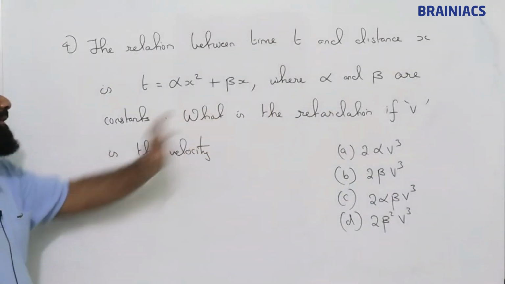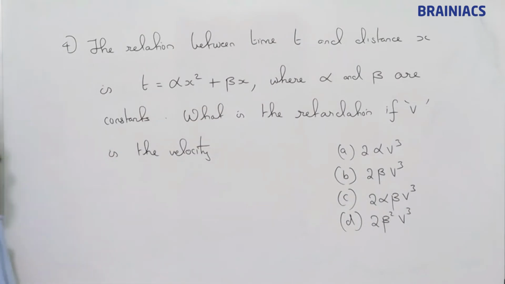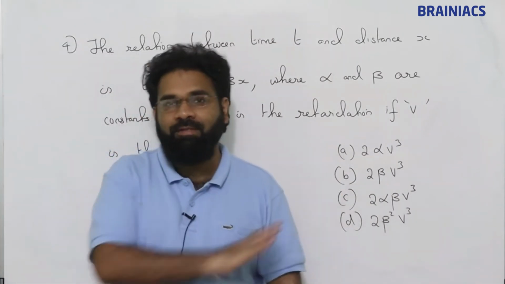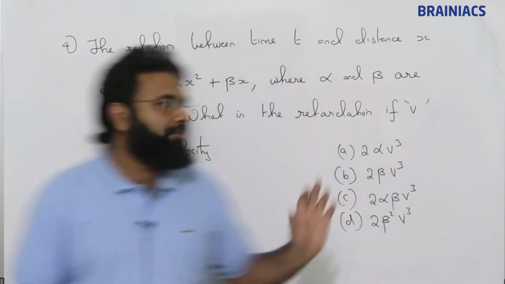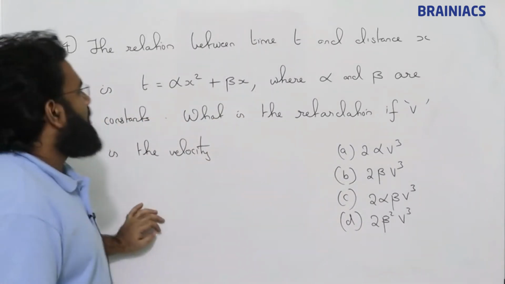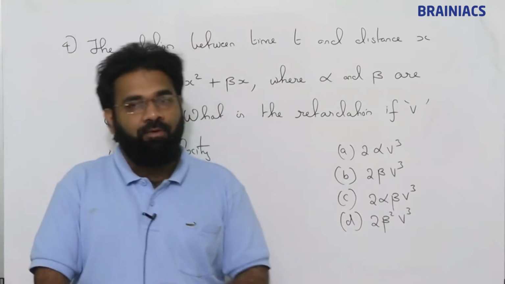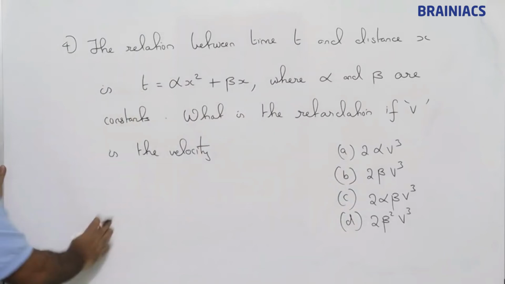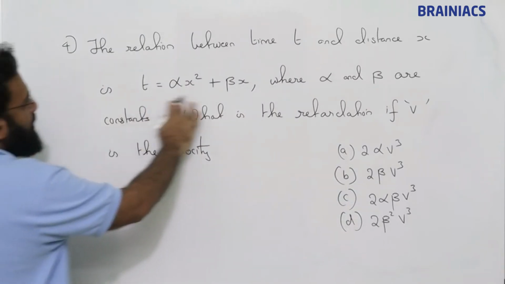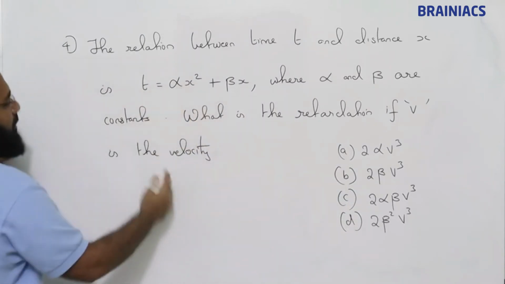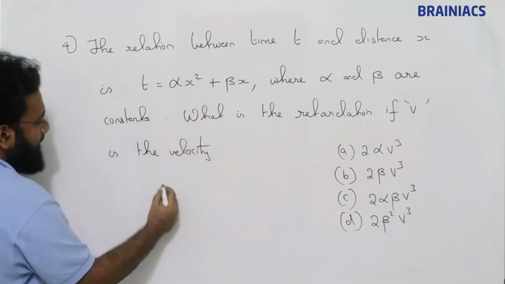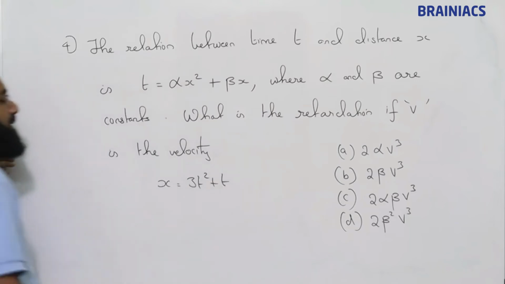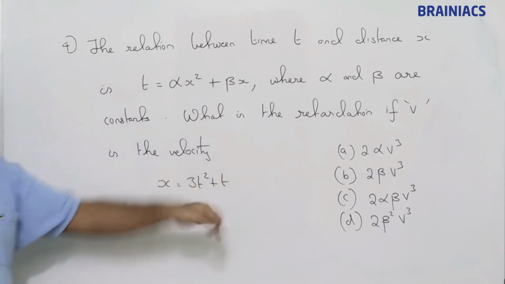So what is the retardation if v is the velocity? Here you need not pause the screen and do this question. This is a little complicated. If you are very good in differentiation, try, but here a little issue is there. The problem here is we don't have the equation as a function of time. If we have 3t square plus t, something like this, then it is easy to differentiate and proceed.